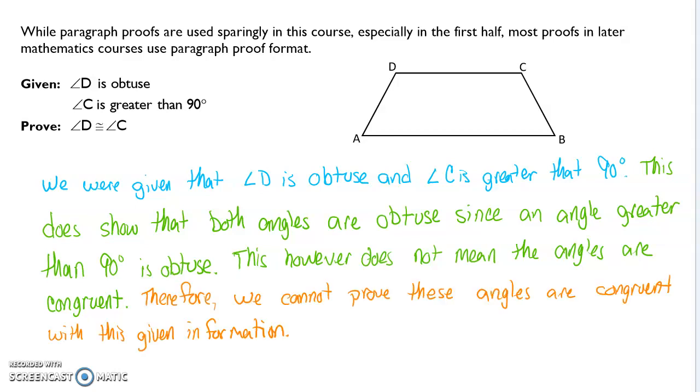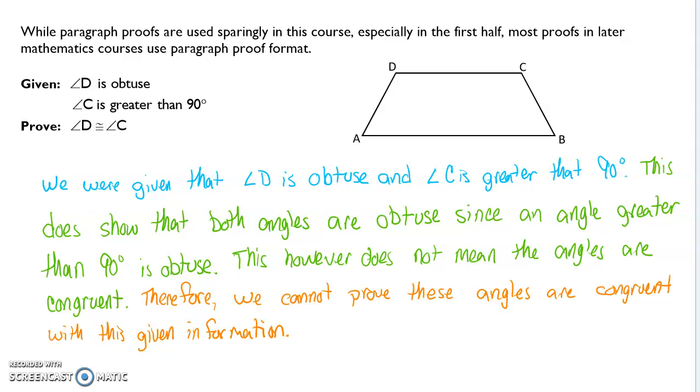So we do still need a summary or a conclusion on this, and so we would state something along these lines. Therefore, we cannot prove these angles are congruent with this given information. We do want to specify that it can't be proven with this information. If we had other information, maybe we could. Okay? So the last thing I'm going to mention is this could be a great sometimes, always, never question.